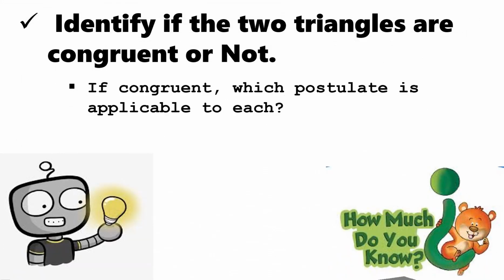This time, let's have a practice or exercise to find out if you were able to understand the topic about postulates on triangle congruence. Of course, you need to follow the instruction. Identify if the two triangles are congruent or not. If congruent, which postulate is applicable to each? And I would like you to write the congruence statement. Okay, let's have this.